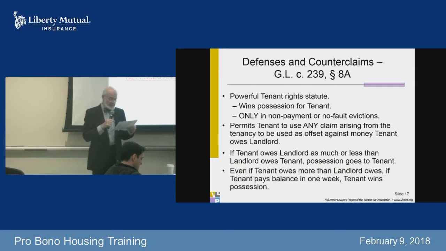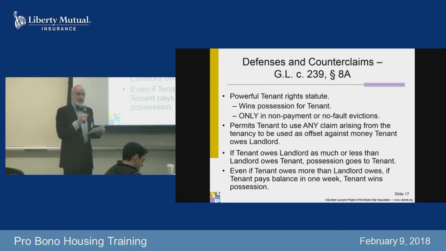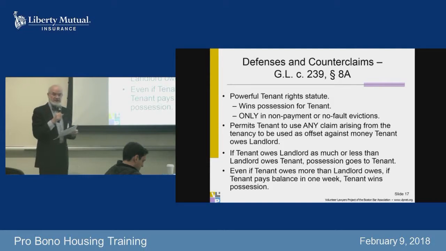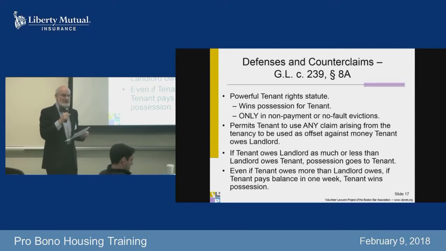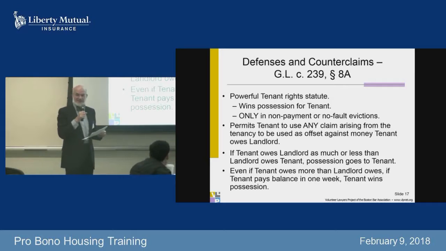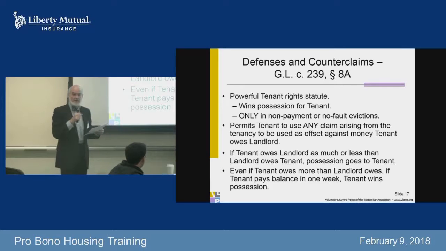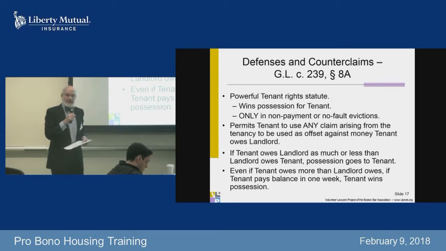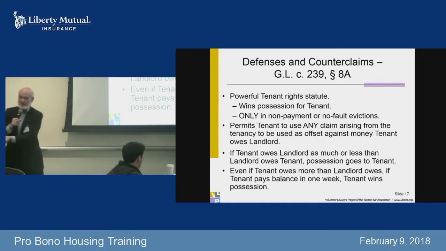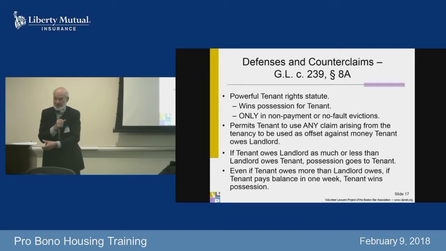The really core and most important place for tenant defenses and counterclaims is Chapter 239, Section 8A. If you haven't taken a look at it, you should, and you'll see it looks almost like a set of Treasury Department regulations. It's very long and very intricate, but it's quite important and quite powerful. In court, you'll hear it referred to just as 8A, or you'll hear it sometimes called the Rent Withholding Law. And 8A allows a tenant to use claims against the landlord as an affirmative defense to possession.